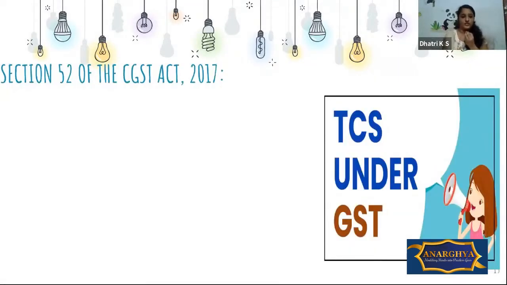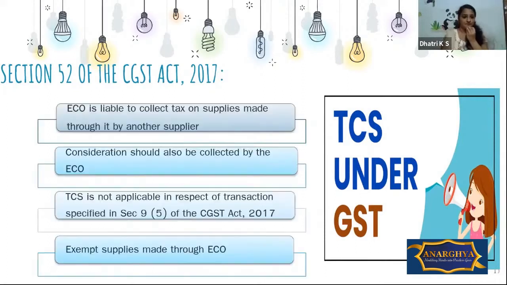Now we'll move on to Section 52 of the CGST Act 2017. This section speaks about TCS under GST. It says that the electronic commerce operator is liable to get himself registered, liable to collect tax at the rate of 1% on net value of taxable supplies made through it by another supplier, and consideration is also collected by him. Now, this is the meaning of Section 52. We'll break down this meaning and understand the concept.